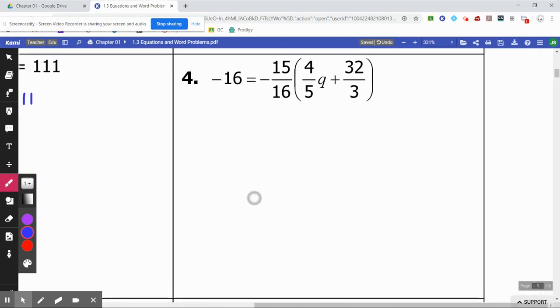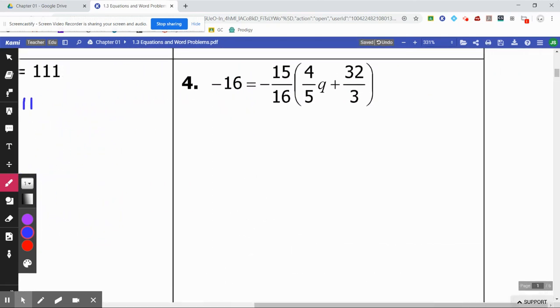Number 4. Step number 1, distribute. So leave the negative 16. I'm going to do negative 15 sixteenths times 4 fifths, and then negative 15 sixteenths times 32 thirds. A negative times a positive is a negative, so let's go ahead and take care of the sign first. Now I've got to do 15 sixteenths times 4 fifths. Cross cancel, 4 divides into both of these once and 4 times. 5 divides into both of these once and 3 times. Multiply tops and bottoms, and I get 3/4. So 3/4 Q. A negative times a positive is a negative, so go ahead and put your minus.